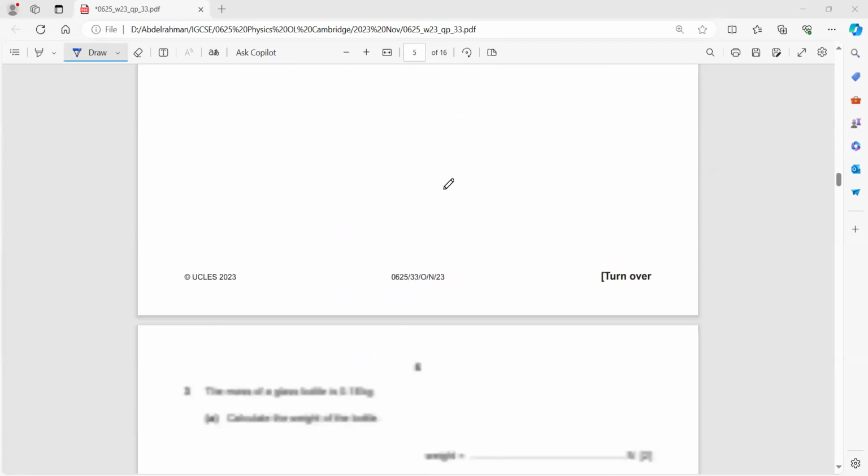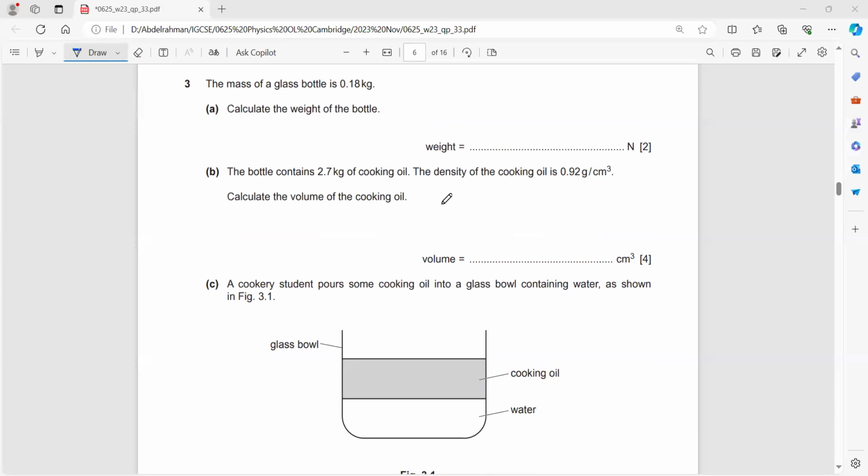Okay. The mass of the bottle is 0.18. Calculate the weight. Weight equals mass times gravitational field strength. Tell me what we will do. We will do 0.18 times 9.8, which would give me around 1.76. 1.76 newtons. Good.